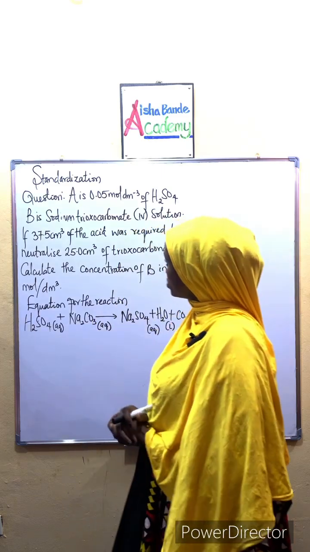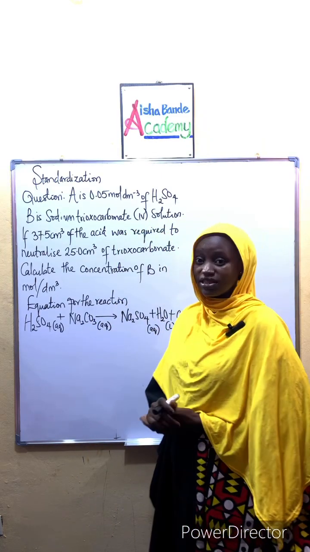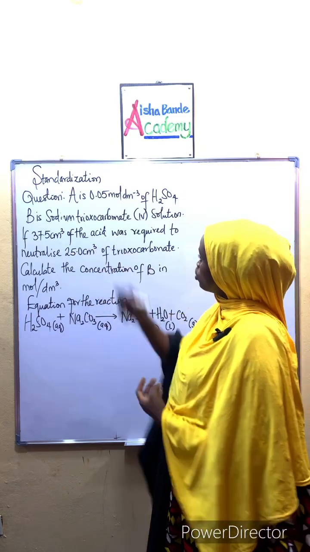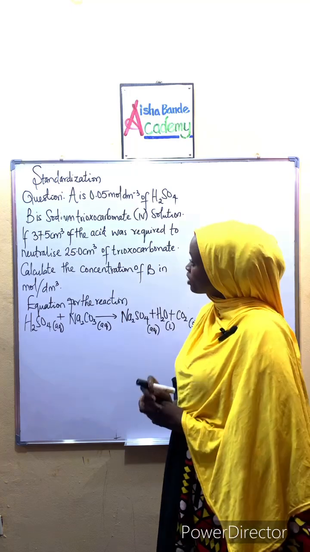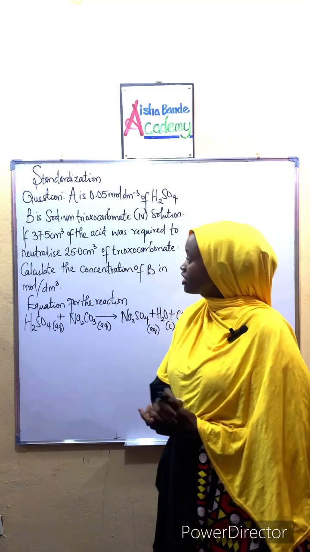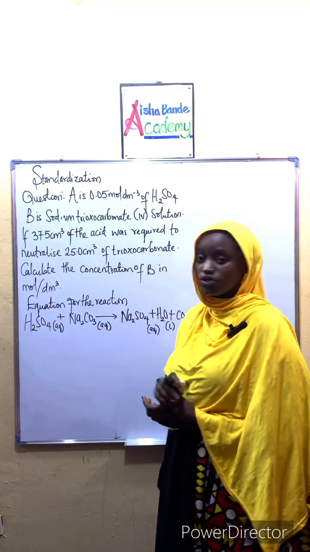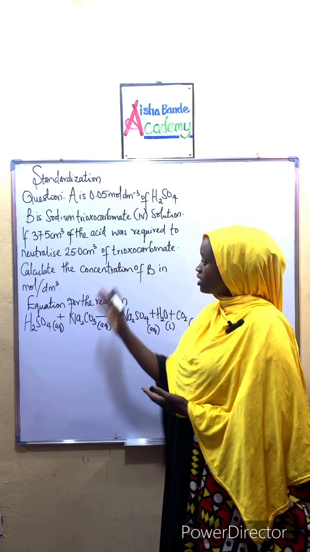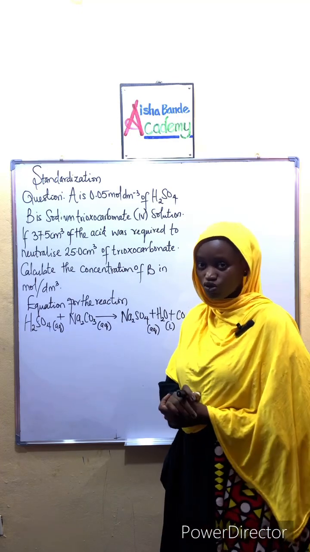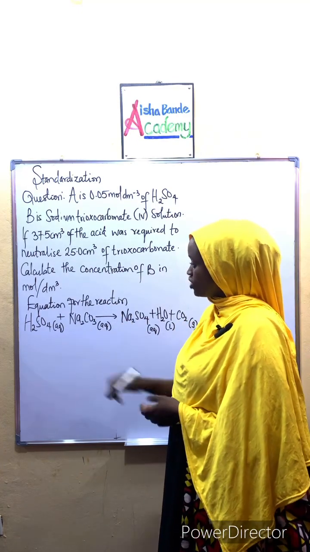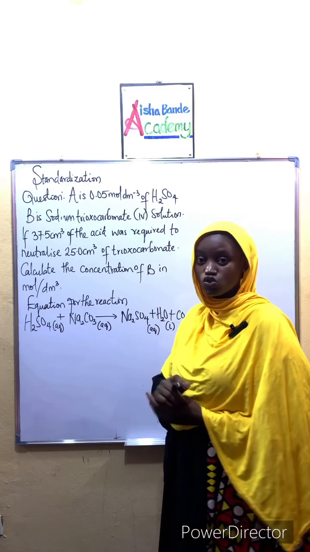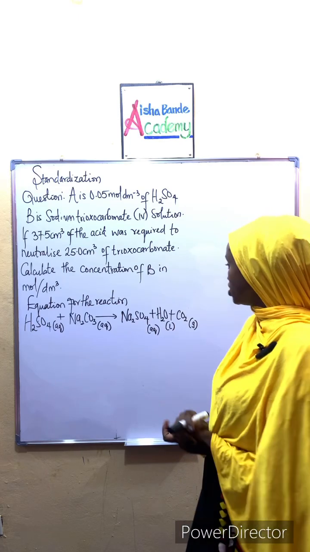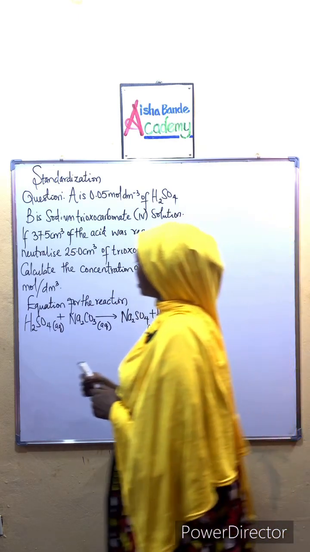We have a question to solve which says: A is 0.05 mole per dm cube of H2SO4. B is sodium trioxocarbonate(IV) solution. If 37.5 centimeter cube of the acid was required to neutralize 25.0 centimeter cube of trioxocarbonate, calculate the concentration of B in mole per dm cube. We're given the equation for the reaction, which is H2SO4 plus Na2CO3 as the reactants, and the products, which are Na2SO4 plus H2O plus CO2. So let's begin solving this question.